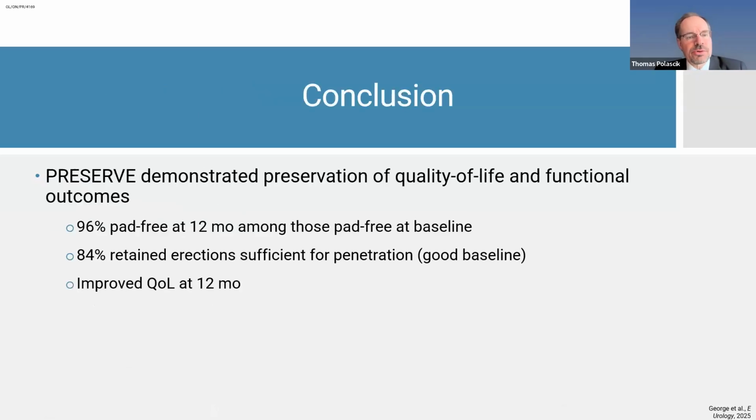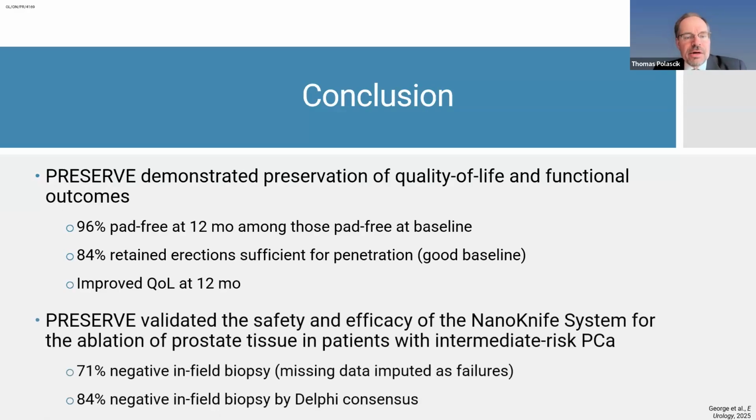So in conclusion, PRESERVE demonstrates preservation of quality of life and functional outcomes, 96% pad-free at a year, and 84% retained erections for penetration in those who had good baseline function. Overall, men felt improved quality of life at 12 months. Next. So PRESERVE validated its endpoints in terms of safety and efficacy for the ablation of prostate tissue for intermediate risk prostate cancer patients. So it's been my great pleasure to present these results to you.